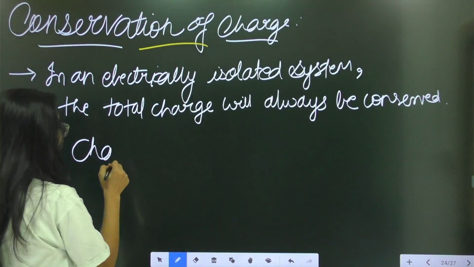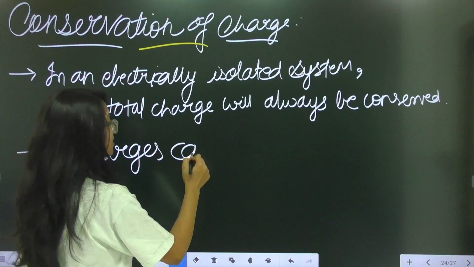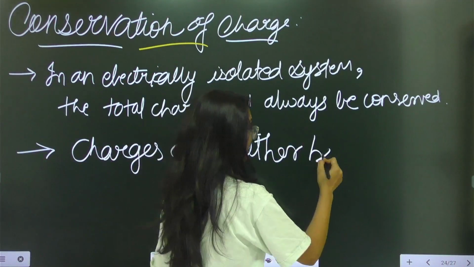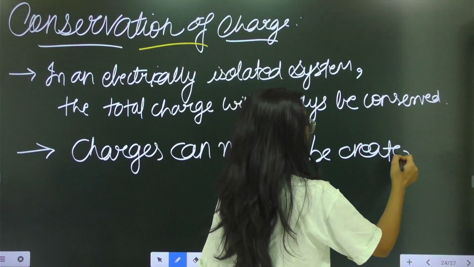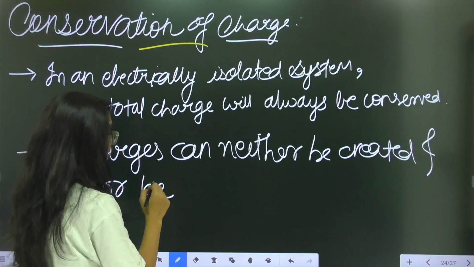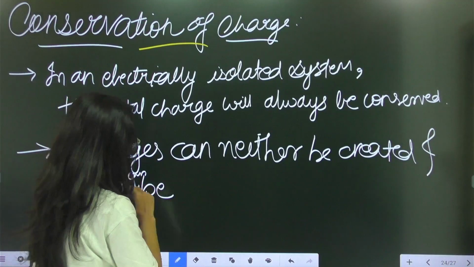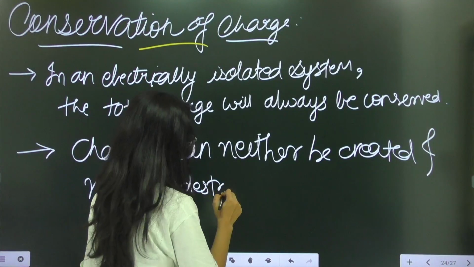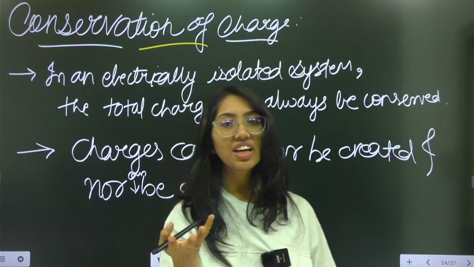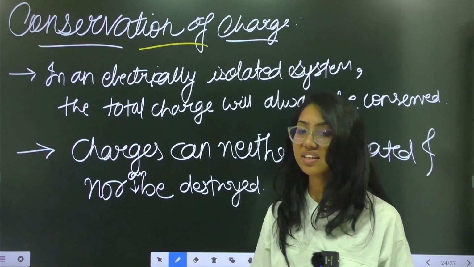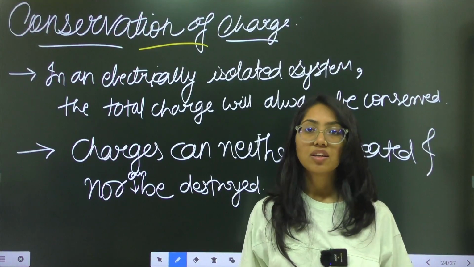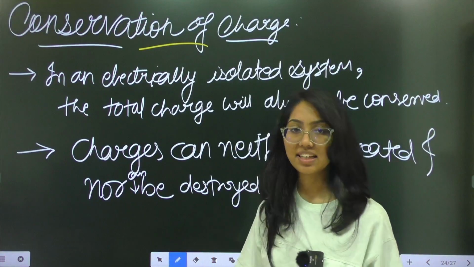Charges can neither be created nor be destroyed. The charged particles, the carrier particles, can be destroyed or created along the way, but the charges can never be.